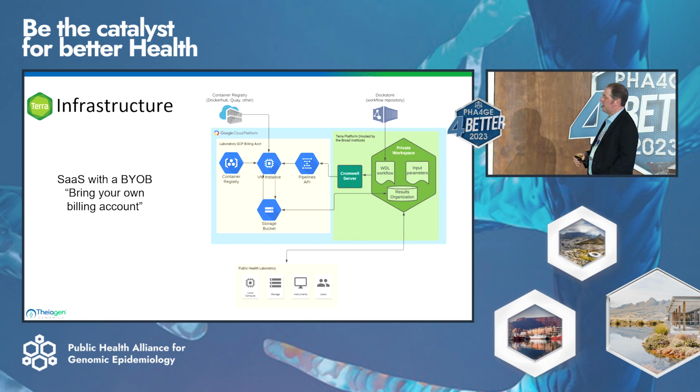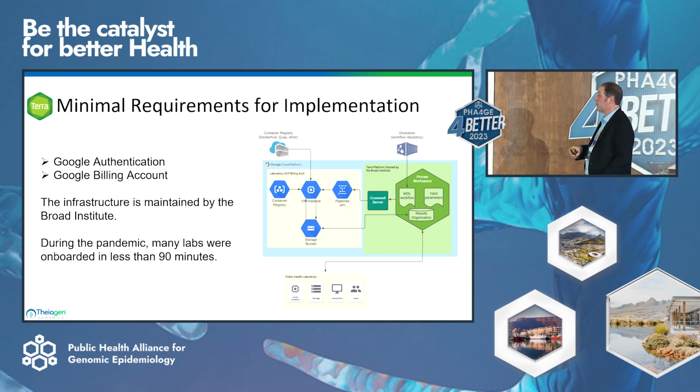I like to call it also a SaaS with a BYOB, bring your own billing account. So Terra itself is free, open source workflows are free, but all you have to do is find a way of paying Google, which we'll get to in a second. And during the pandemic, it took literally about 90 minutes to get a lot of labs up and running in this type of system.